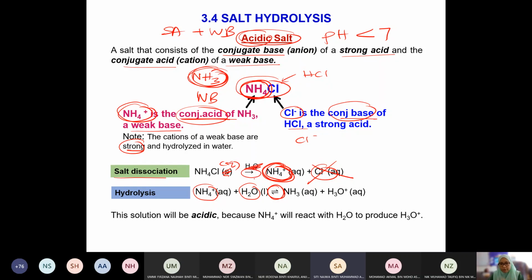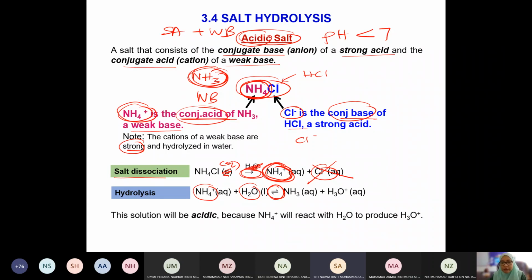One more thing that I would like to remind all of you: salt dissociation is not reversible. It is the same as strong acid and strong base. So the arrow used is only the forward arrow, the one-direction arrow. Remember, we have to use the correct arrow. The one-direction arrow is only applicable for strong acid, strong base, and also salt. Please bear in mind.